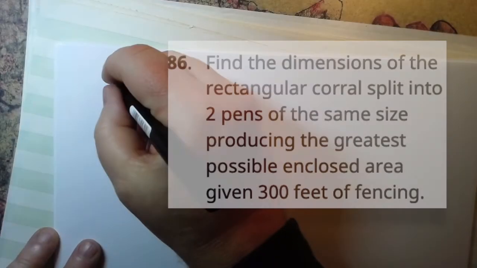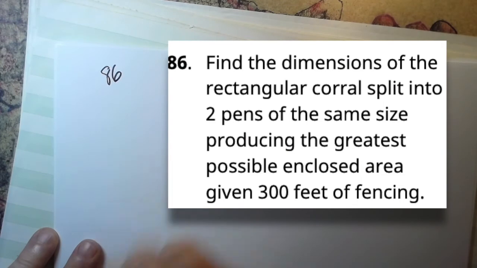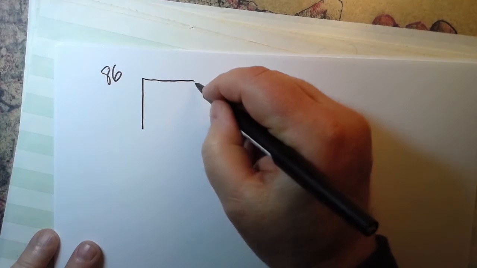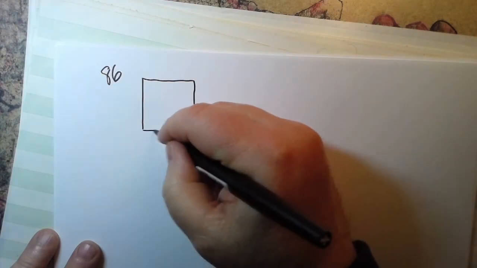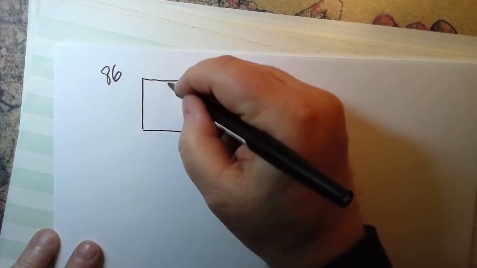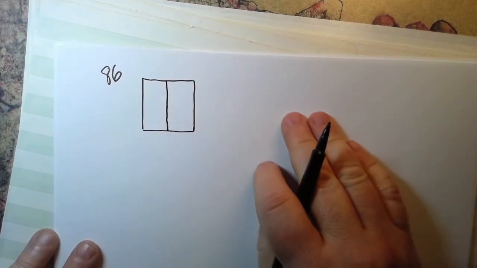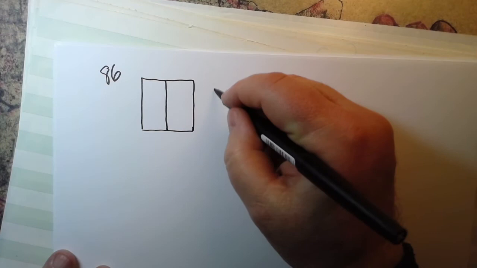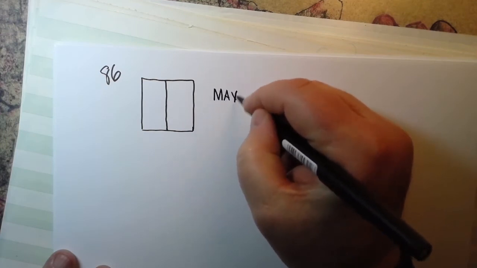Alright, let's do 86 here. Find the dimensions of a rectangular corral split into 2 pens of the same size, producing the greatest possible enclosed area given 300 feet of fencing. Alright, let's assume this, because they do kind of leave one little thing here vague, but we'll go like that. This should be okay.